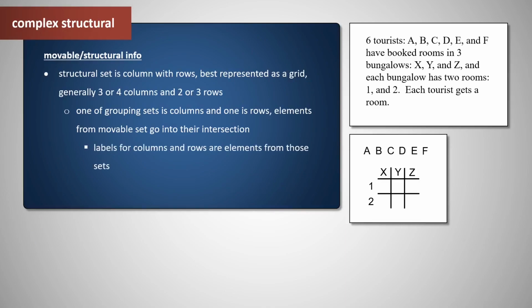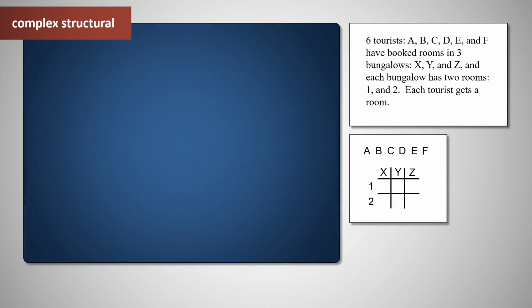So this is how you know it's the each to each, because each of the bungalows, so bungalow X gets each of the rooms, so rooms 1 and 2, so X, Y, and Z, 1 and 2. Those are the labels. So the labels for the structure, for the columns and the rows, actually come from the actual sets, because the bungalow set is X, Y, Z, the room set is 1, 2, and you use those elements as your labels.